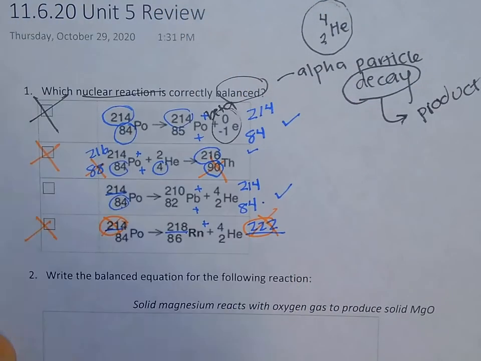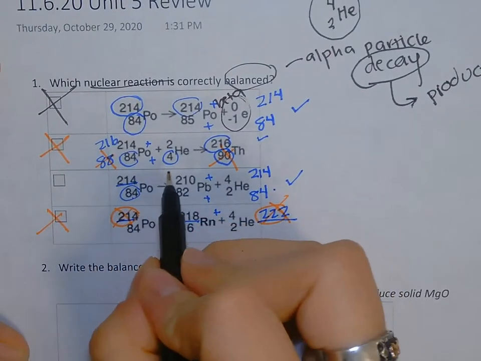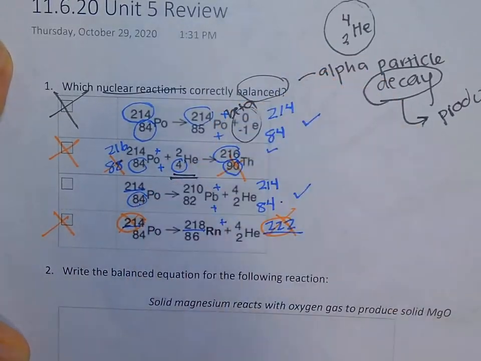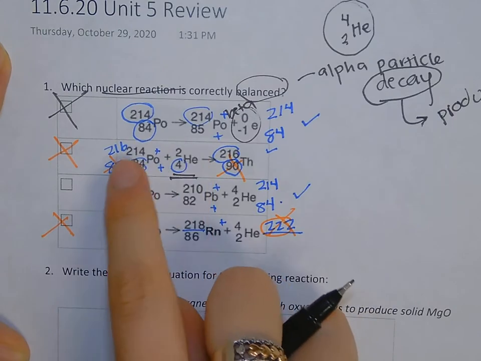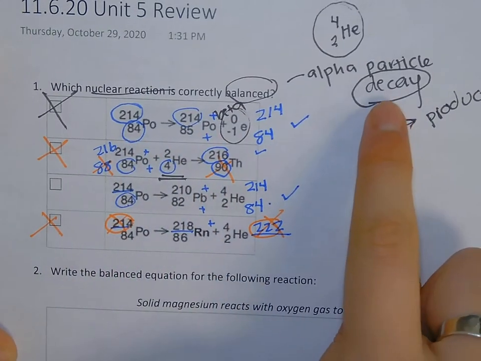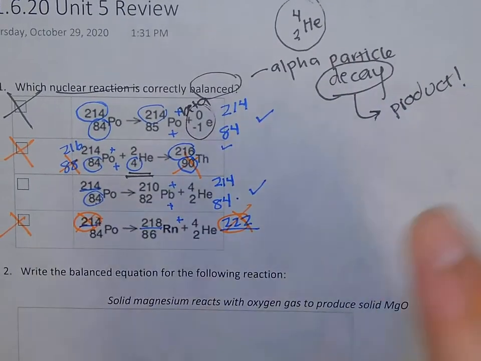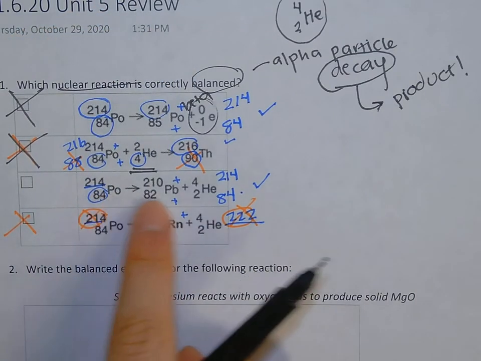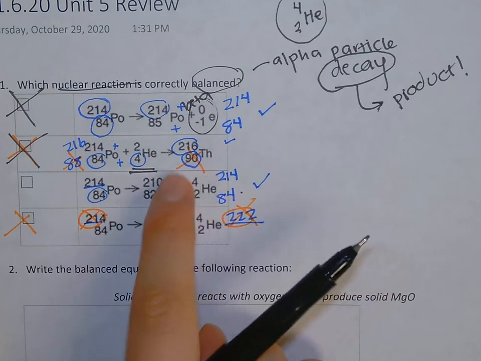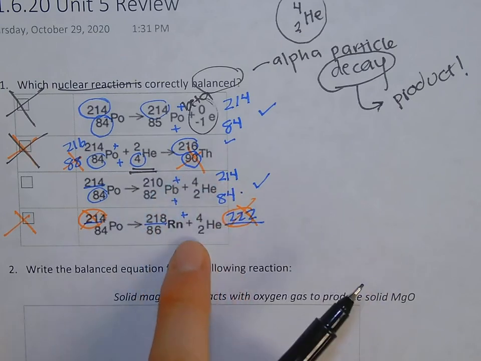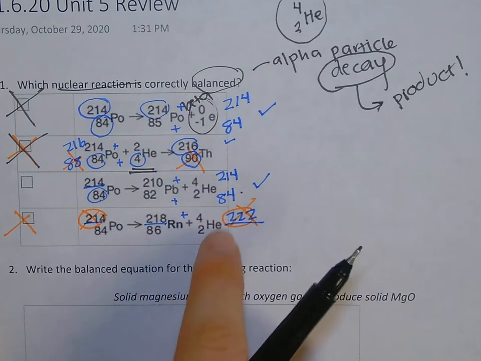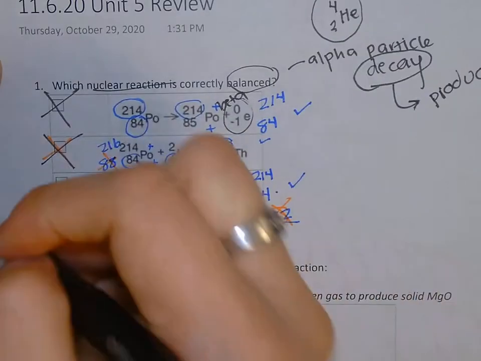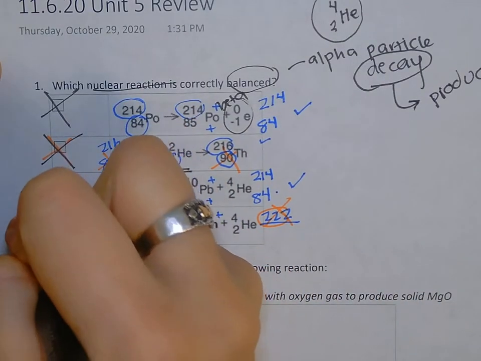So I'm going to cross out A. B has an alpha particle here, but it is on the reactant side, and because it is a decay, it needs to be on a product side. So it is not B. C, I look at it, there's an alpha particle, it is on the product side, I'm good. D, I look at it, there is an alpha particle, it is on the product side, I'm good. So it is either going to be C or D.